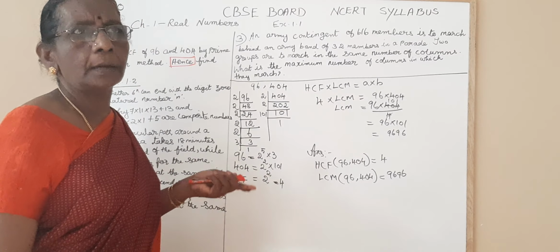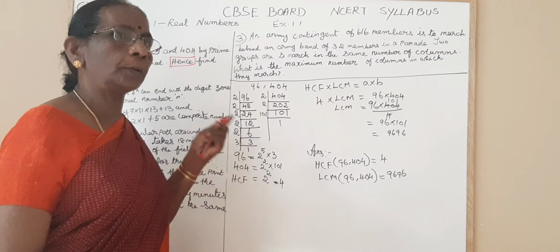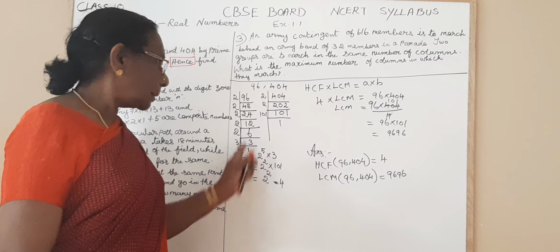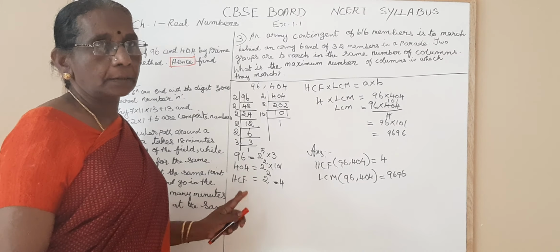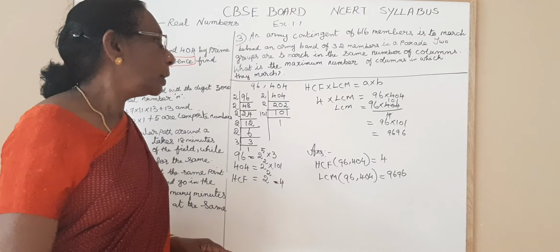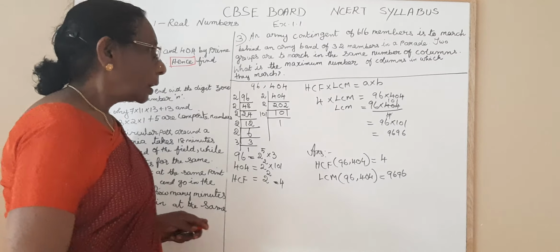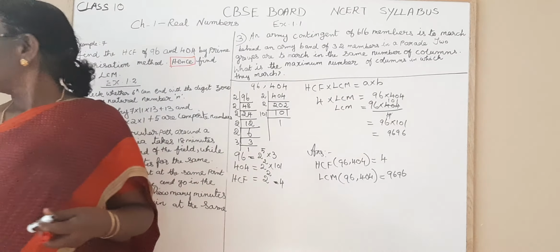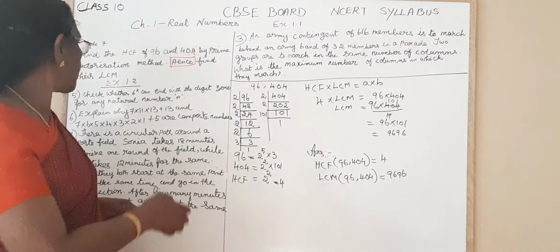Otherwise, if only prime factorization is specified, you have to find the LCM by using the prime factorization method itself, selecting the greatest power of the numbers and finding the product. Okay, have you understood? And now we'll move to the next sum.